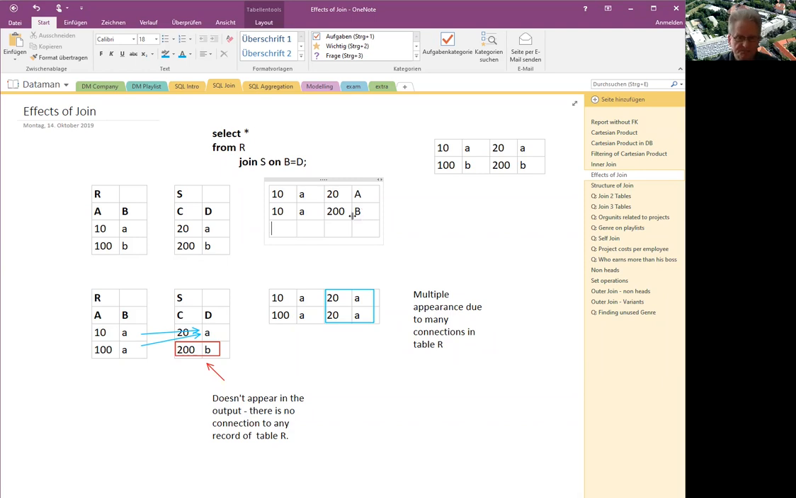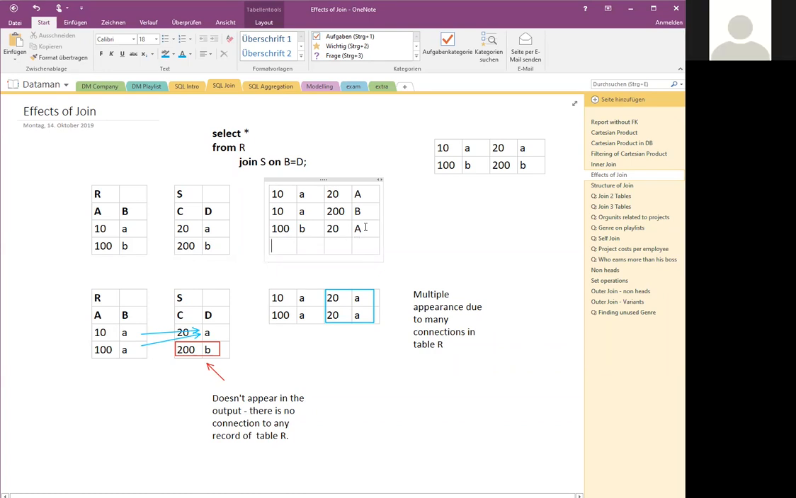And what is the next row? Who tells me? 100B, 100A, 100B, 20A. And the fourth? 100B and 200B. Yeah, this is a Cartesian product.